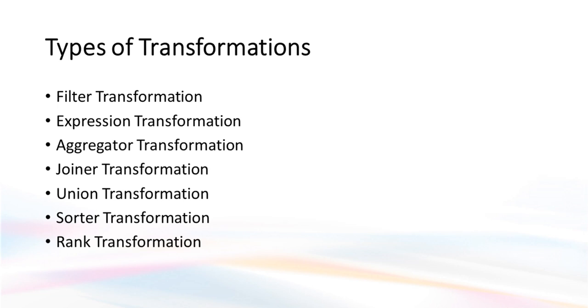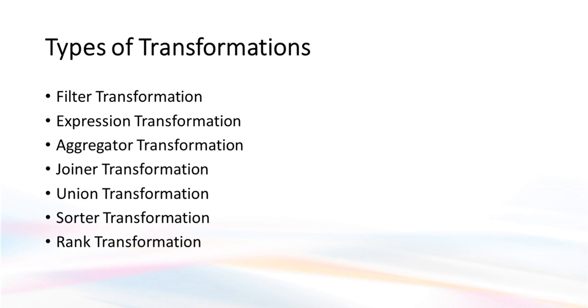Active transformation means the number of records may or may not be the same, but in passive transformation the number of records, or count, should be the same. These are the different types of transformations: filter, expression, aggregator, joiner, union, sorter, and rank. If you want to understand these transformations, you should be familiar with queries and joins in SQL. Now let us discuss all these transformations with some examples.